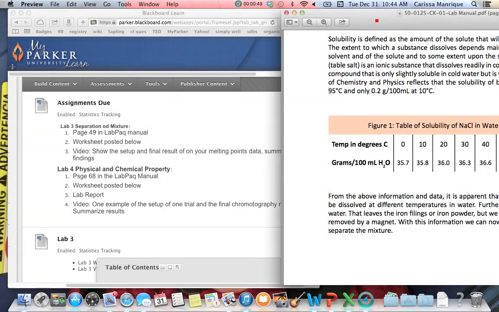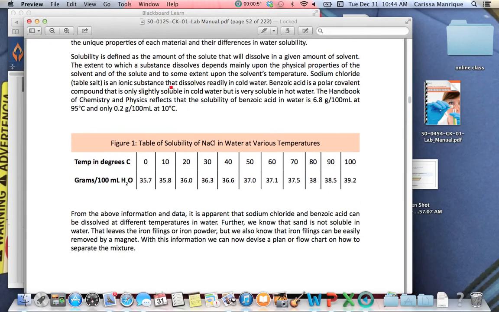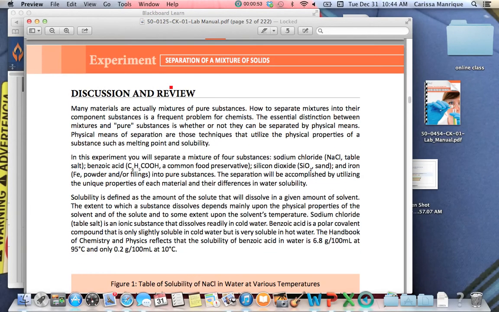We're going to be looking at separation, and this is separation of a mixture. You could read through this, but basically, a mixture is something that can be broken down into further parts. It's basically, you combine pure substances together and you can separate them.